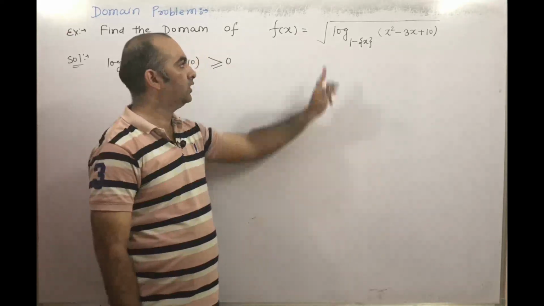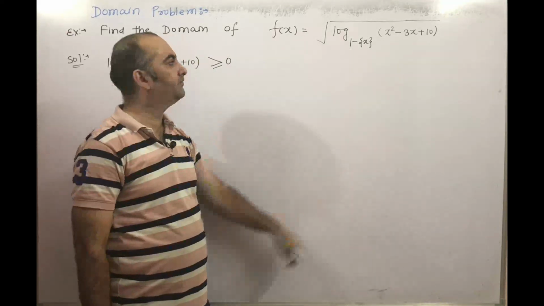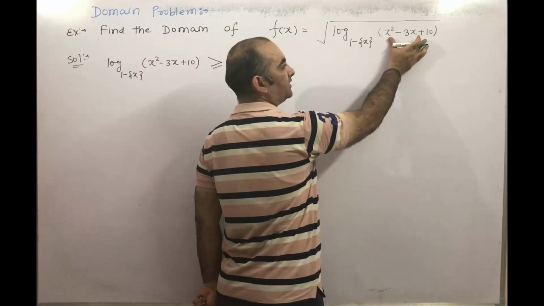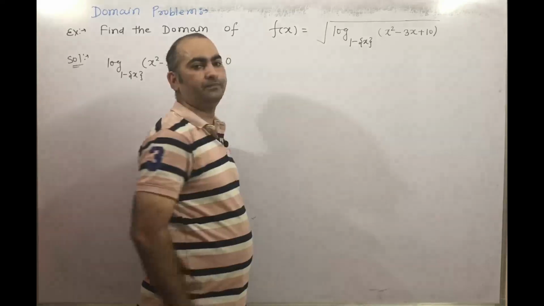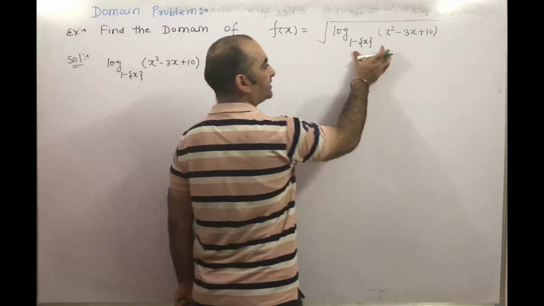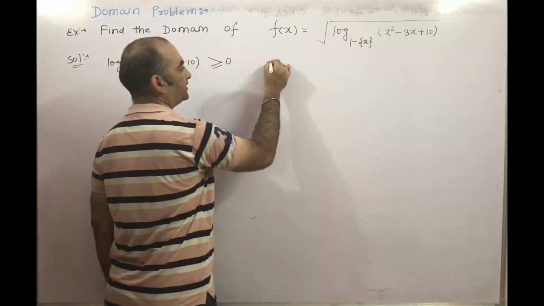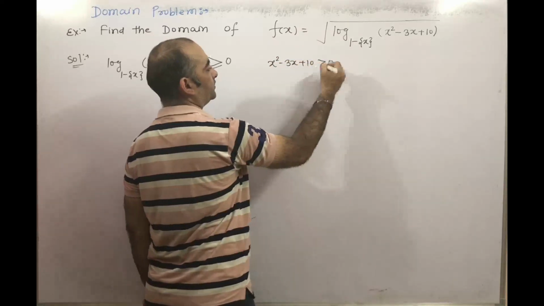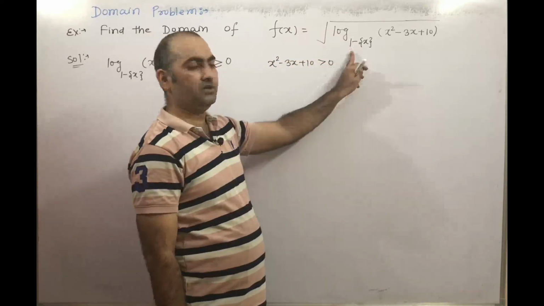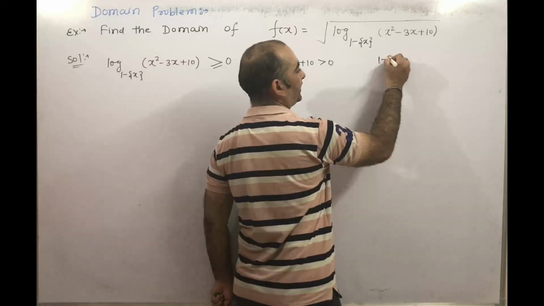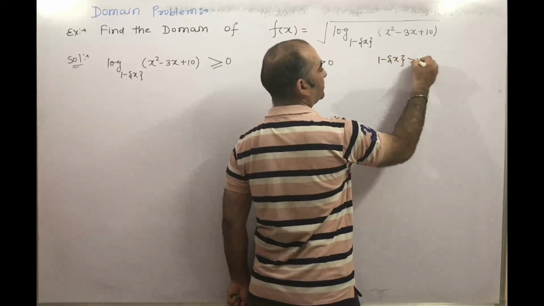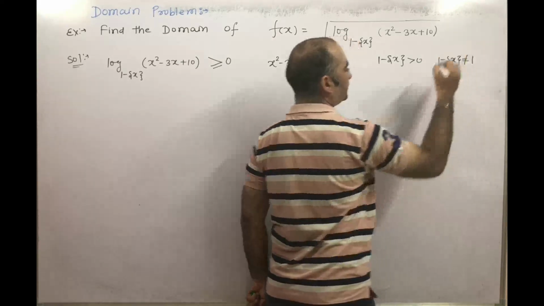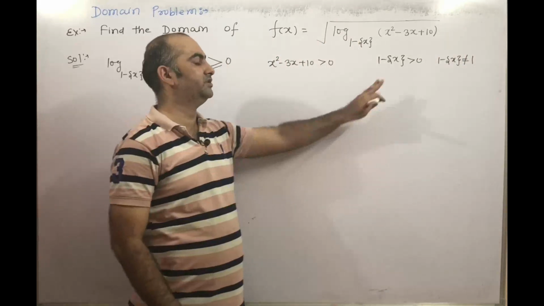Next thing is the log. The log is defined if, here you can see, this is a variable and this is also a variable. So the logarithm function is defined if this is greater than 0. So x square minus 3x plus 10 should be greater than 0. And the base should be what? 1 minus fractional part of x should be greater than 0, and 1 minus fractional part of x should not be 1. So the base should not be 1 and should be greater than 0.